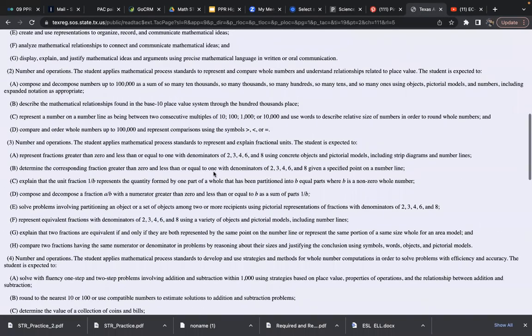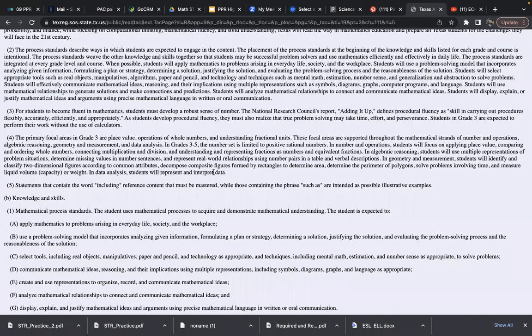As you're watching them, make sure that you're writing down somewhere on your notes, for instance here, what the focus of third grade is: understanding fractional units and operations of whole numbers. So let's go look for both of those things.